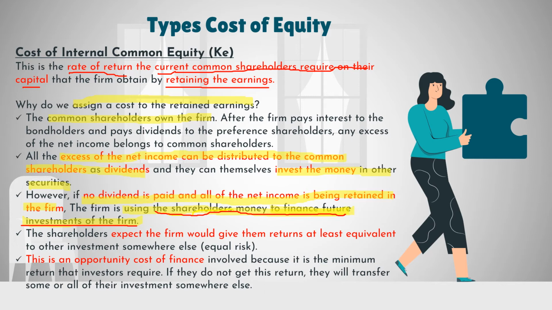So, dari perspektif the shareholders, the shareholders expect the firm would give them return at least equivalent to other investment somewhere else, which means that the owner dalam company kita pun mesti ada expectation, daripada mungkin diorang invest 100,000. So, diorang nak dividen yang diorang dapat tu mungkin more than 60% daripada apa yang diorang invest. So that it means that kalau dia invest dekat company lain pun dia akan dapat 60%. So, sama risk kalau diorang invest dalam company kita ataupun dia invest dekat orang luar.